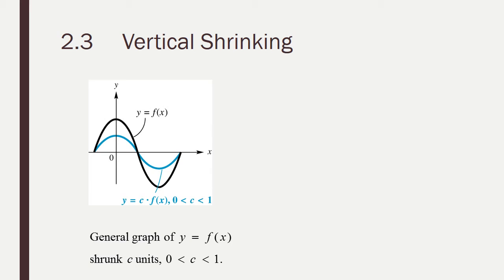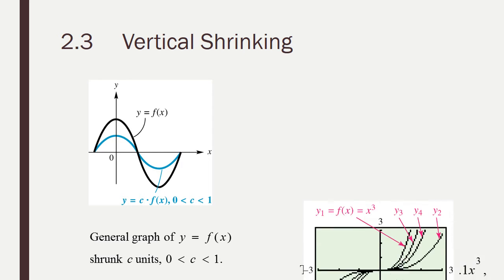Again, here's another example. Like before, the original function is the one drawn in black. The one drawn in blue has been multiplied by a number between 0 and 1. Notice again that the x-intercepts have not changed. The y-intercept has, and you'll notice the graph is much shorter, much closer to the x-axis.